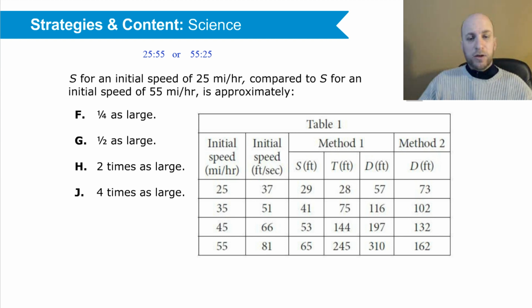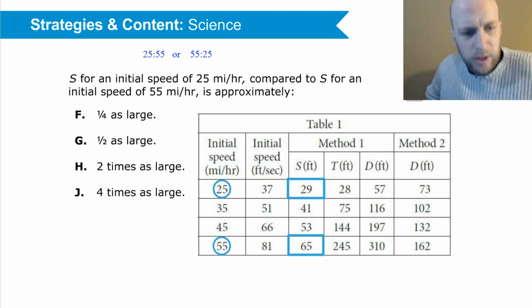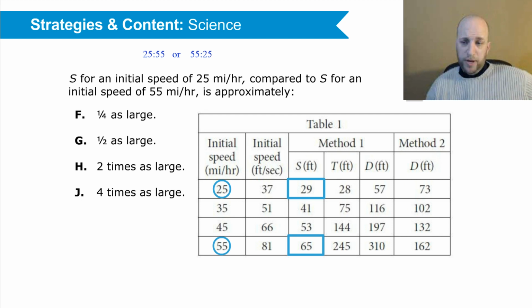All right, so now let's take a look. Which one is this? We'll go to S on your table. For 25 miles per hour, it's 29. And then for 55, it's 65. Boom. As I'm taking a look at my choices, of course, it's about half as big. As long as we have down that it's 25 to 55, we should be able to knock out this question in no time.